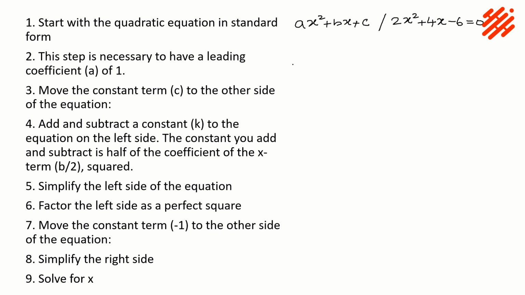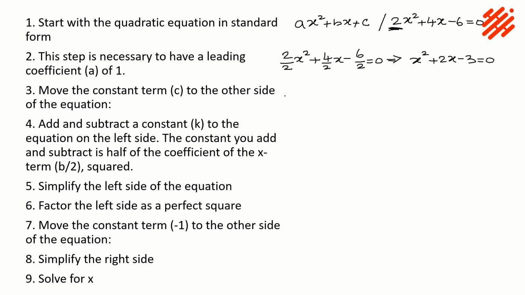Step 2. In this step we are going to take the term a, and we need to reduce the term 2 to 1. So a is 2, and we need to make it 1, so we divide by 2: 2 by 2 x square plus 4x by 2 minus 6 by 2 equals 0. Simplifying, we get x square plus 2x minus 3 equals 0.